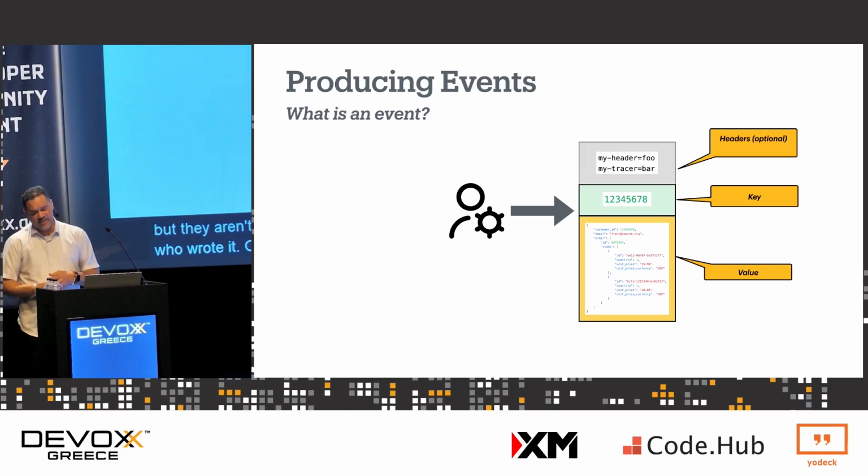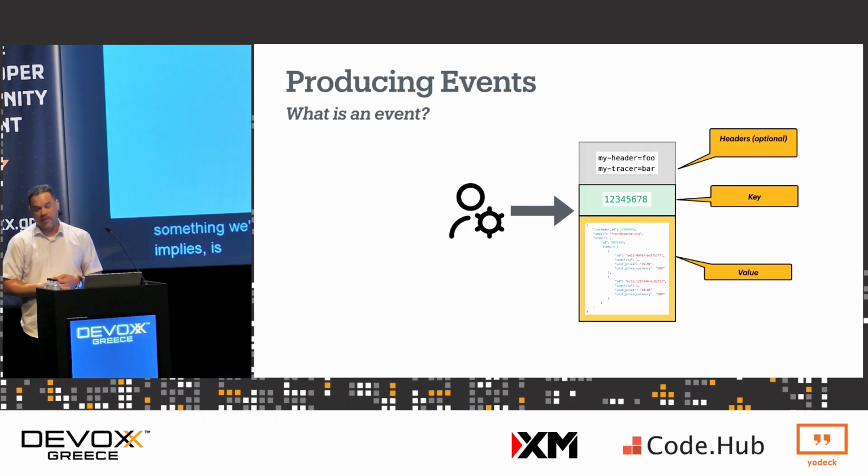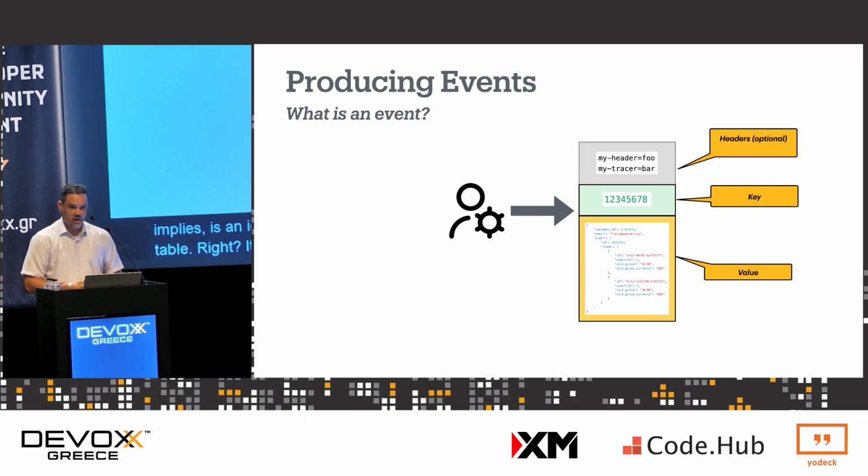The next part of that is the key. Key is optional as well, but key plays a vital part in something we're going to talk about later, which is partitioning. And the key, as the name implies, is an identifying piece of information about that event. Think of key to a database table, right? It could be a simple type like a string, a long, an integer, but it could also be a complex type. You could put complex objects in here like JSON structures or Avro objects or protobuf.